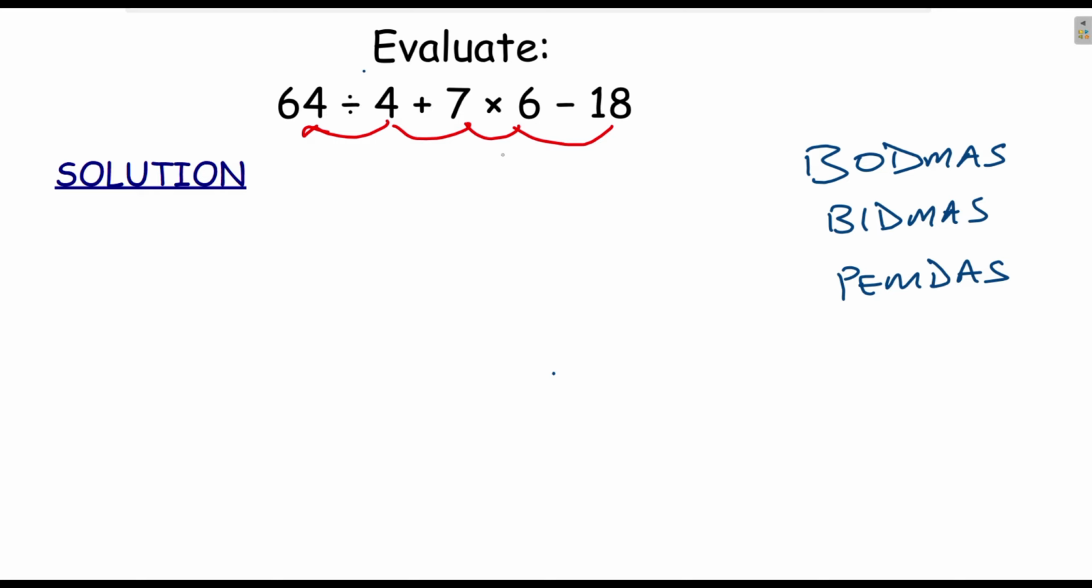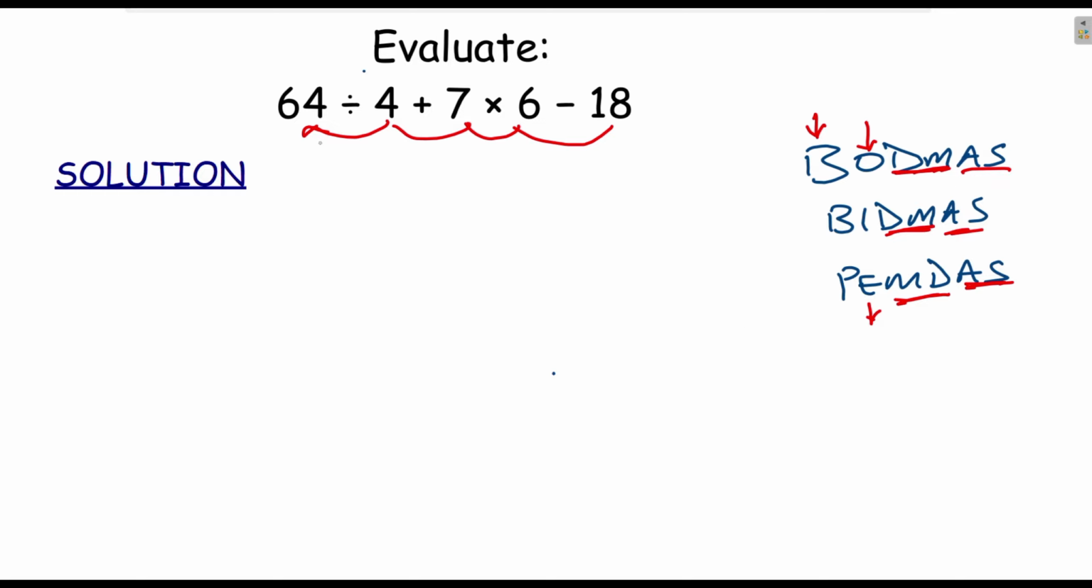Okay, so what do we do? BODMAS says we do brackets first, then we follow the order of indices, which the Americans call exponents. Then we do division and multiplication next, in the order that they come from left to right. And then we do addition and subtraction next, in the order that they come from left to right.